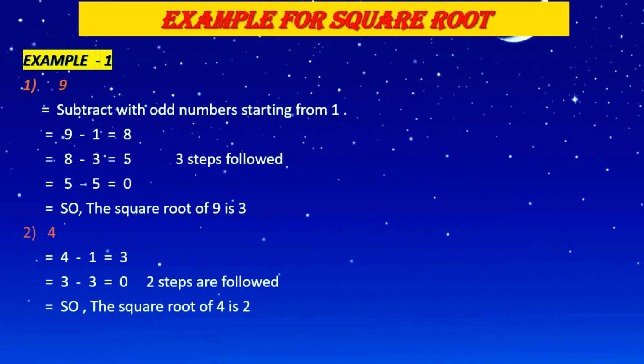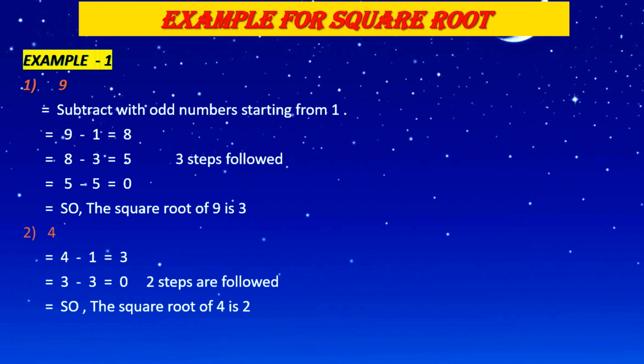Example 1: 9. We should subtract only odd numbers, starting from 1. So we take 9 minus 1, that is 8. 1 is an odd number. 8 minus 3, that is 5. After 1, 2 is an even number and 3 is an odd number. We should subtract till we get 0, a perfect square.